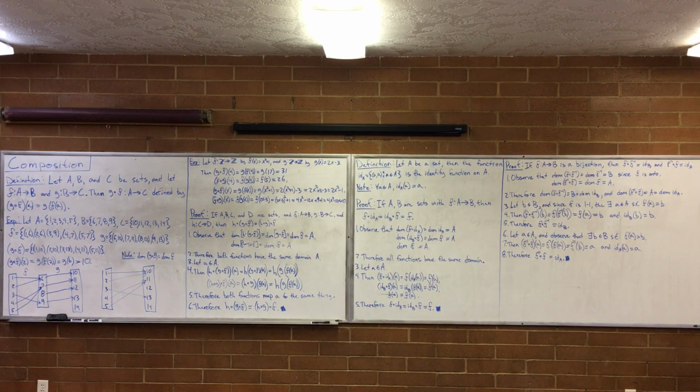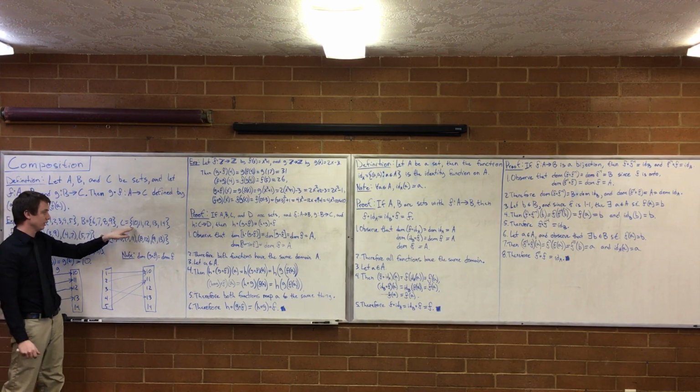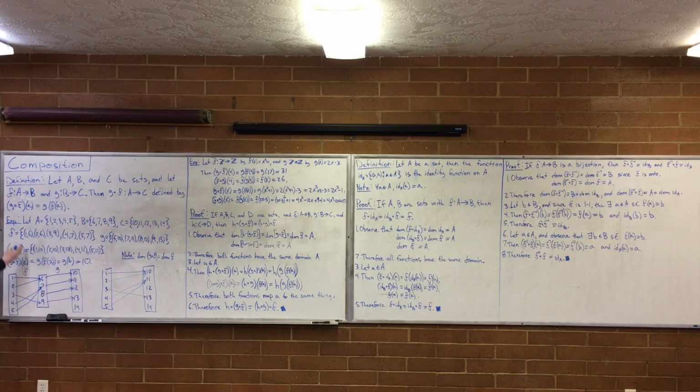So let's look at some concrete examples to see this in action. We'll make A the set 1 through 5, B the set 6 through 9, C the set 10 through 14. We have f is a function from A to B, here it is, and g is a function from B to C, here it is. What's their composition? What's g composed with f? Well, what does 1 go to? From f, 1 went to 6, and then from g, 6 went to 10, so 1 goes to 10.